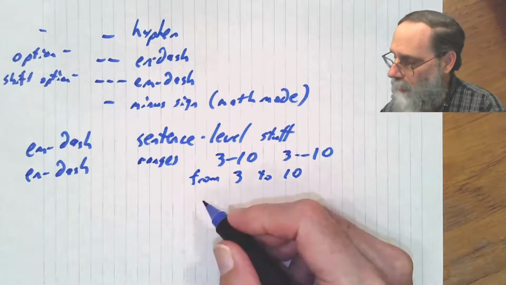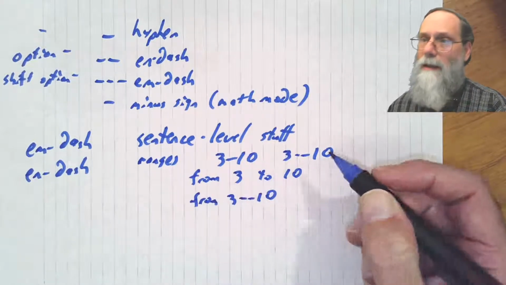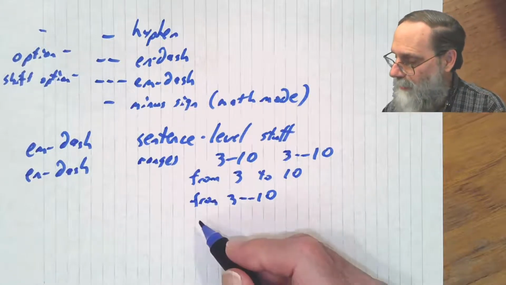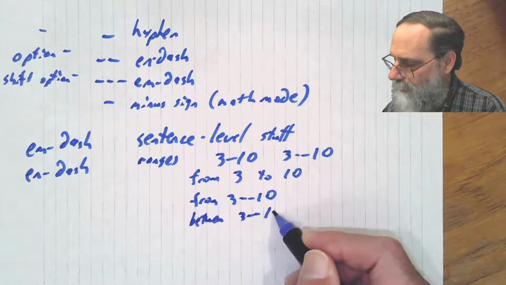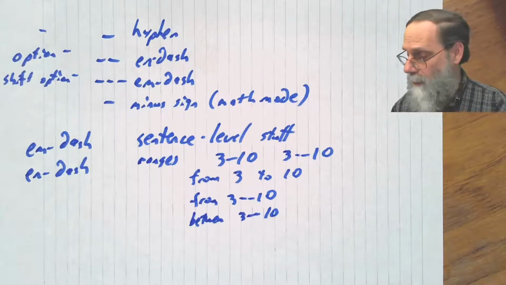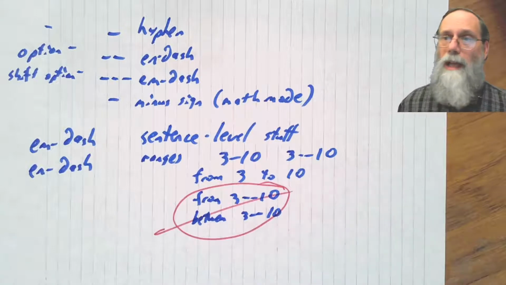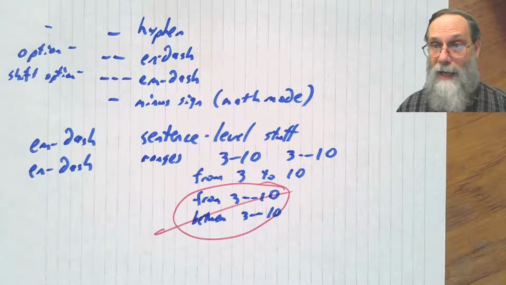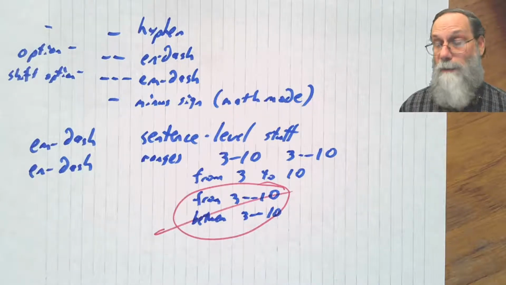So if you tried to write from 3-10, it'd be wrong, because this would be from from 3 to 10. And similarly, you can't say between 3-10, because that would be between from 3 to 10. So those you can't do. If you want to use the preposition from, then use to, not a dash. If you want to use the preposition between, then use and, not a dash.